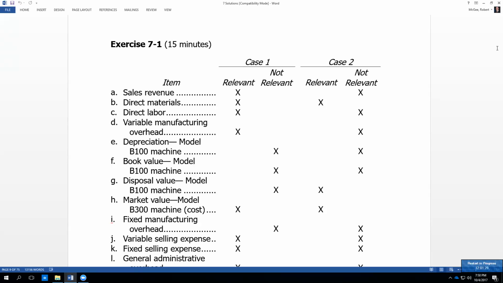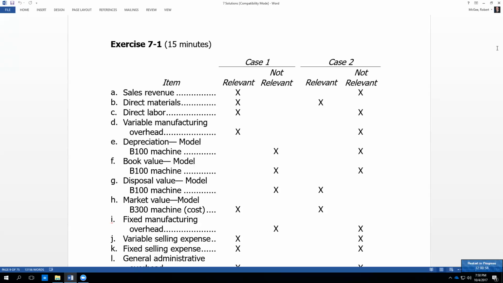Book value on the B100 machine, the book value per se is irrelevant because it's a sunk cost. But what you could sell it for, would that be relevant? Yeah, the salvage value, that's going to be a cash inflow if you can sell it. The actual book value is irrelevant because it's a past cost. Past cost, sunk cost, irrelevant cost. So for part F, book value, that's irrelevant.